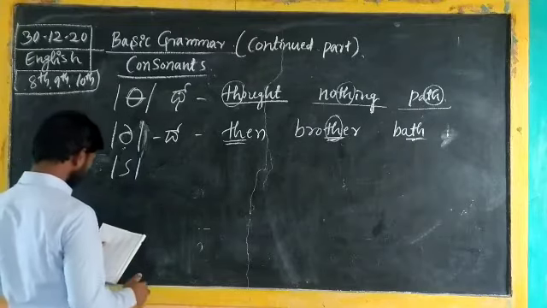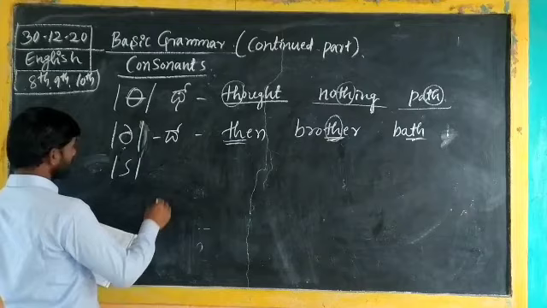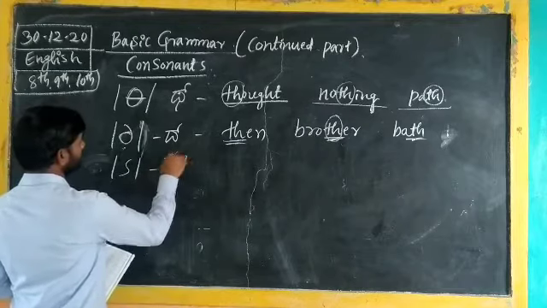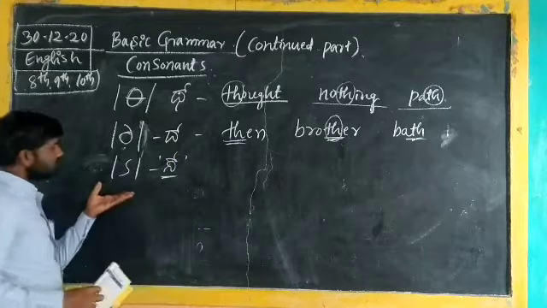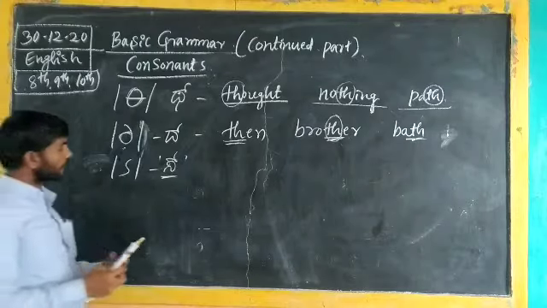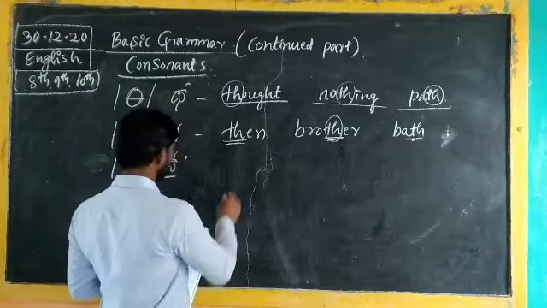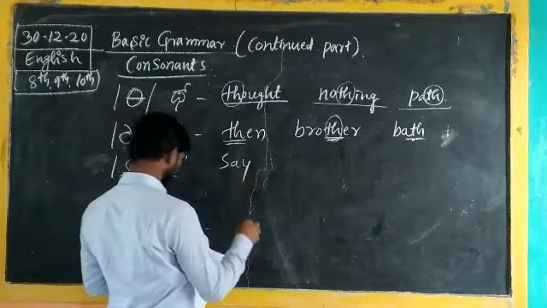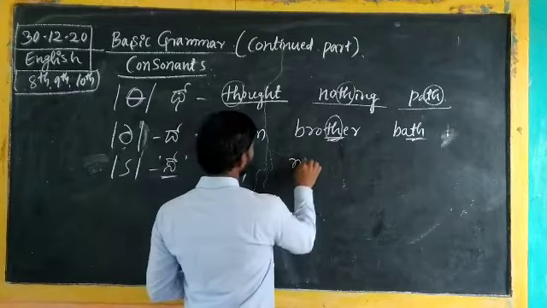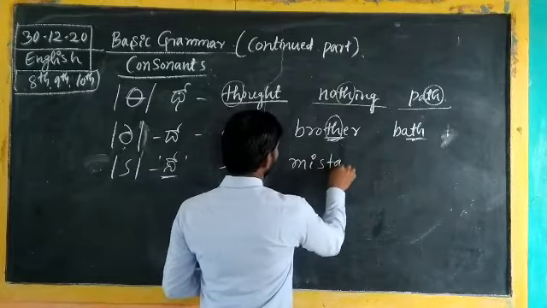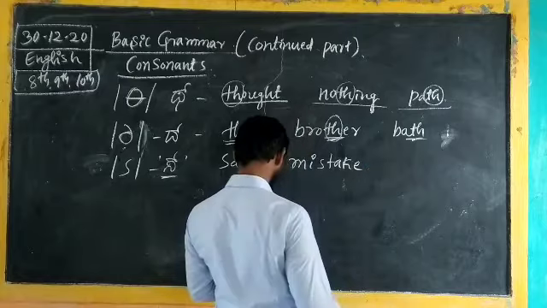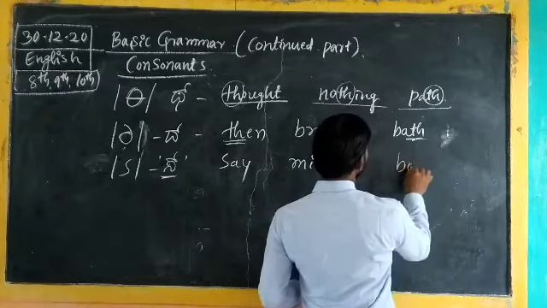Here, sir. The pronunciation is "sa". How can we utilize it in words? Say, mistake, finally, books.